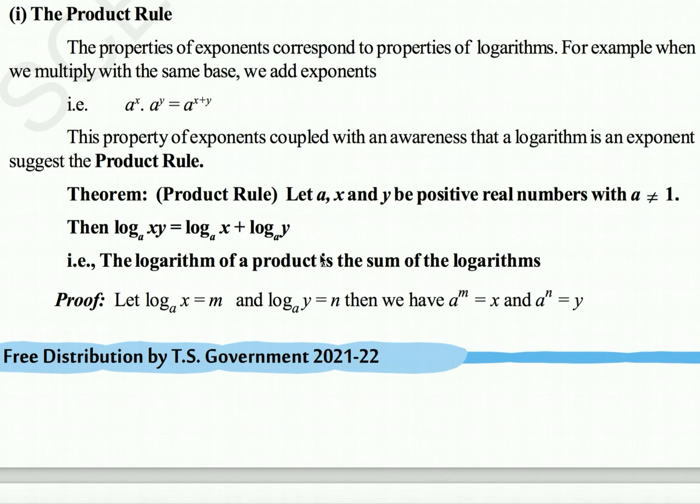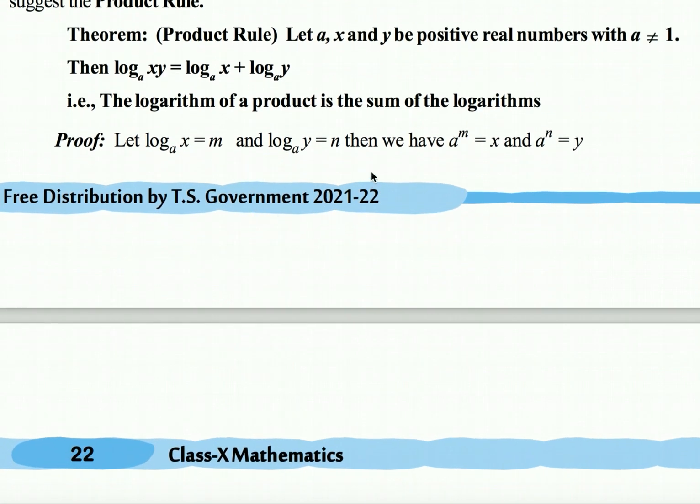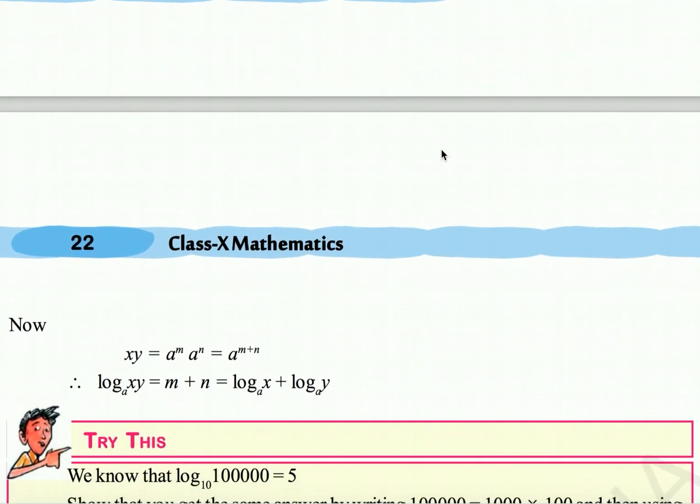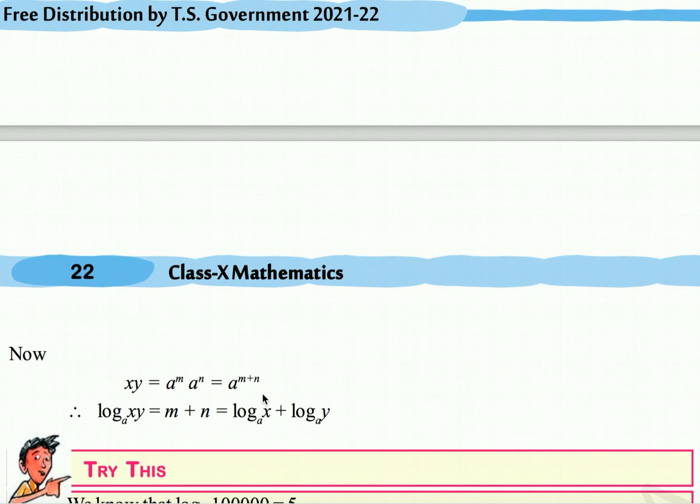Theorem: let a, x, y be positive real numbers with a not equal to 1, then log xy base a is nothing but log x base a plus log y base a. That is, the logarithm of a product is the sum of the logarithms. Let log x base a be m, log y base a be n. We have a power m equal to x, a power n equal to y. So x into y equal to a power m into a power n, so a power m plus n.